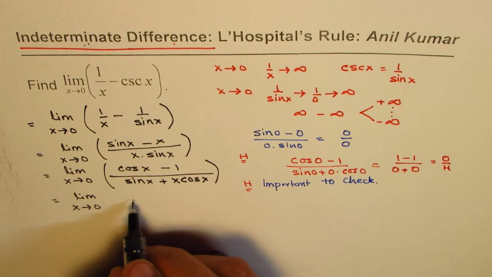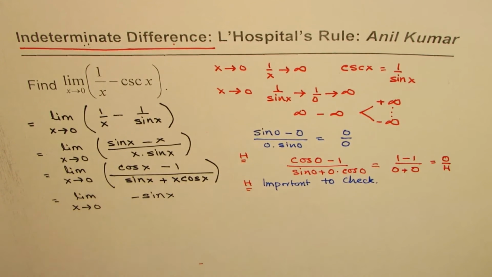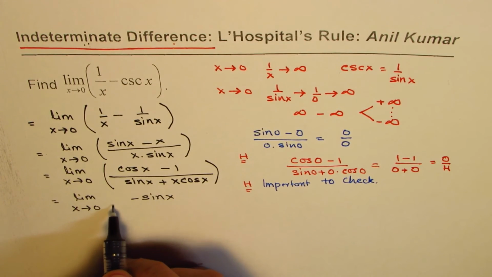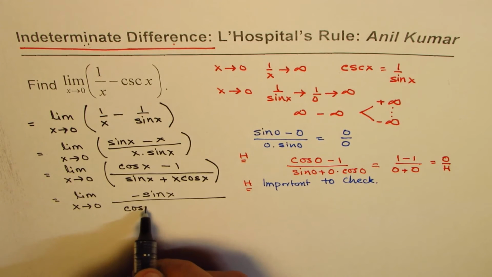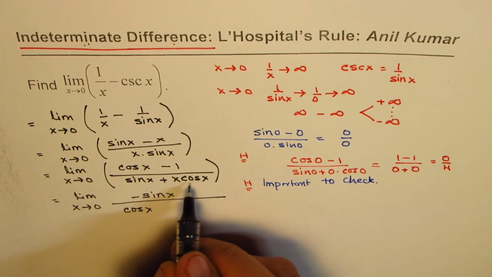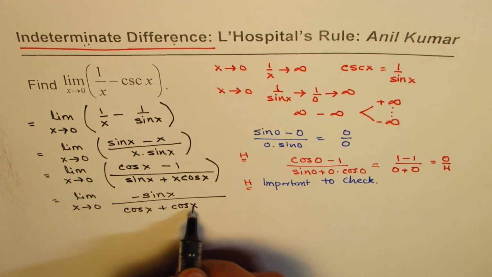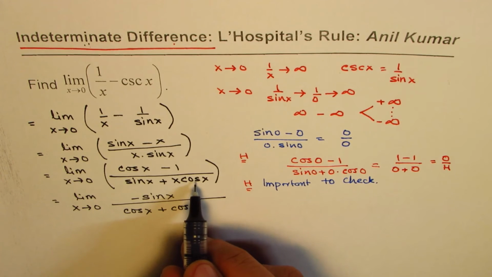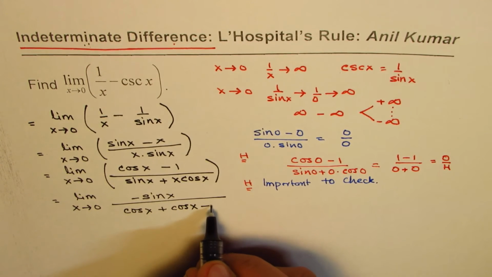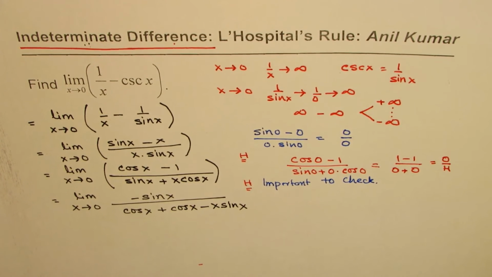The derivative of cos x is minus sine x. So we get minus sine x in the numerator. The derivative of 1 is 0. In the denominator, the derivative of sine x is cos x. So we get cos x. Here we'll apply the product rule. The derivative of x is 1, so we get cos x plus x times the derivative of cos x, which is minus sine x. So let me write this as minus x sine x. Is it okay? So that is what you get as your derivative.